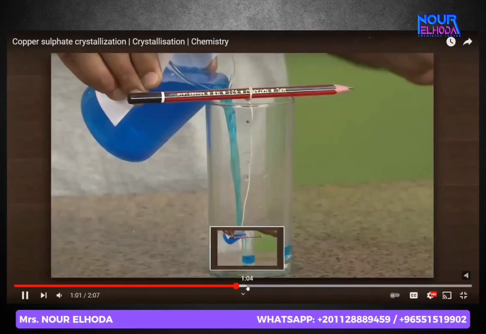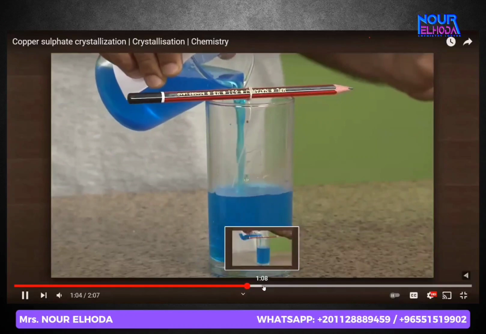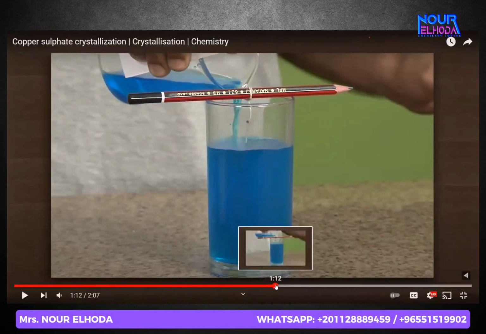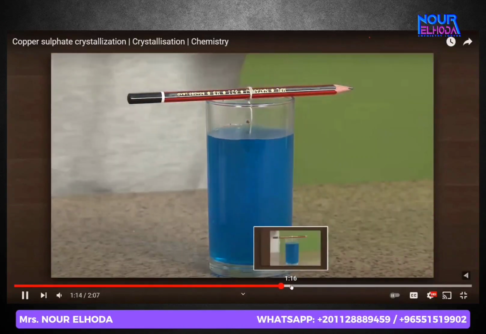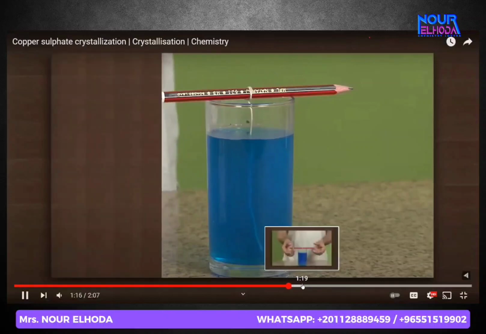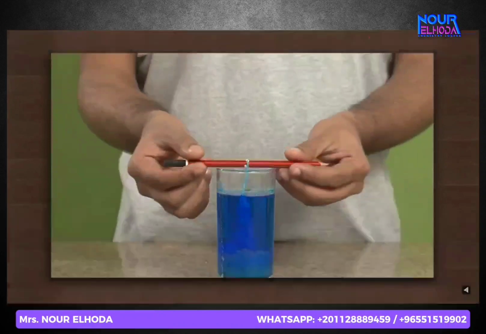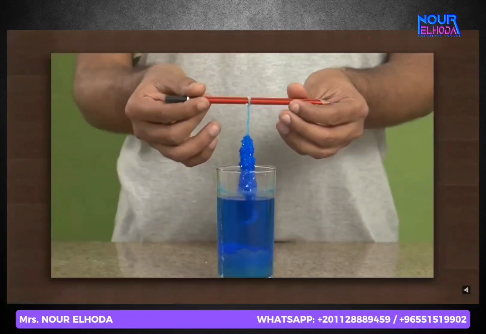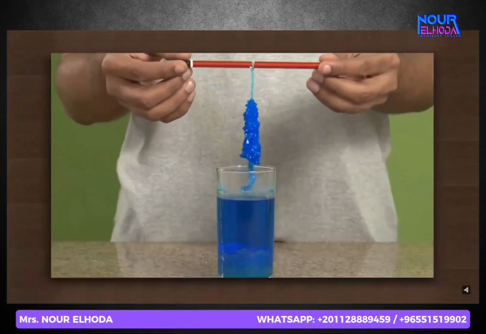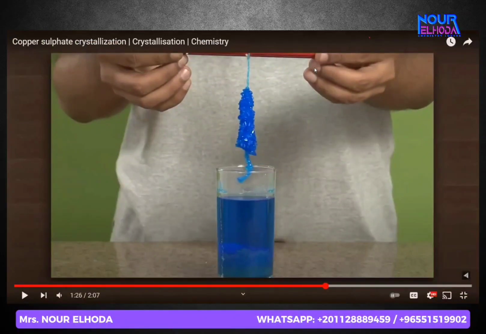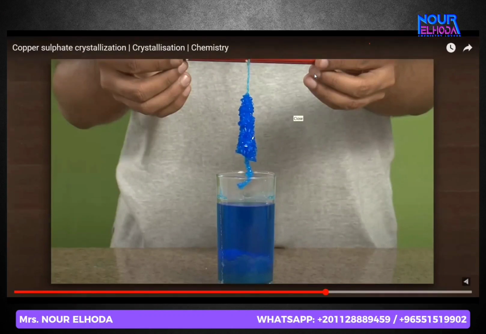And then I'm going to leave it to cool. Look. Are you ready? Can't wait, right? Let's see what will happen. You see? Magic. It's amazing, really. To find the crystals like this, you got your salts in the form of crystals. Yes, that's true. Correct.